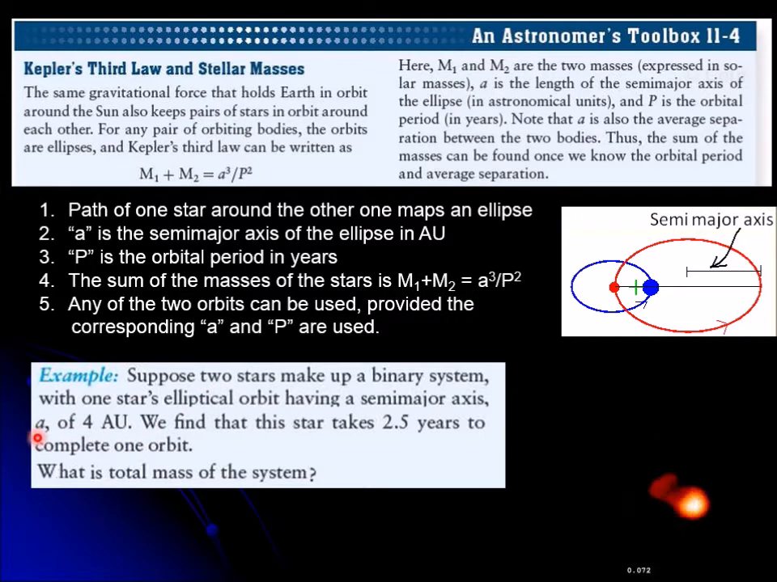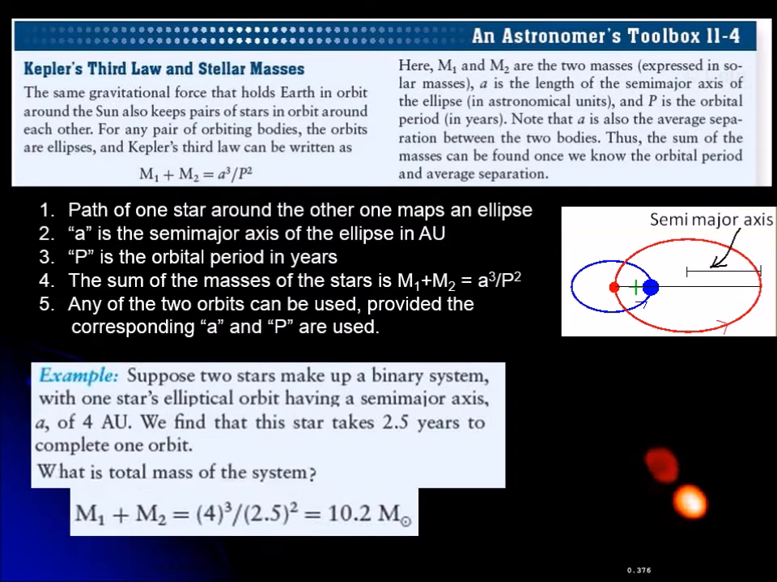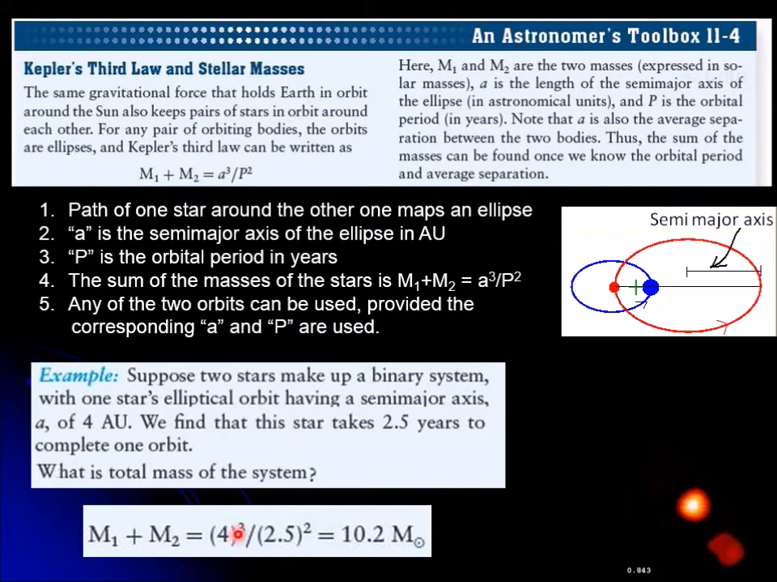One example: suppose that we have two stars in a binary system, and we can determine the elliptical semi-major axis to be 4 astronomical units and the period to be 2.5 years. Then what is the total mass of the system? Well, it's simply 4 to the third power divided by 2.5 to the second power, and doing the operation we get 10.2 solar masses. Now this is the combined mass of these two. There is no way in which we can tell the individual masses.